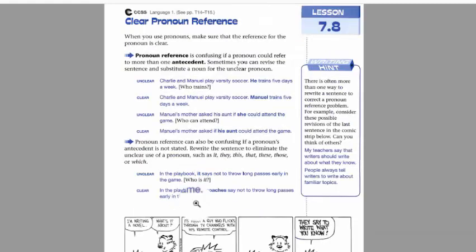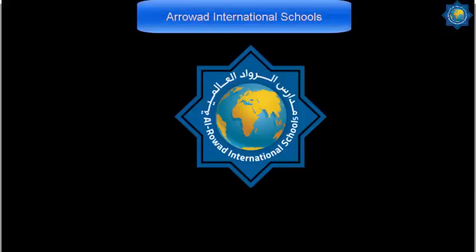Lesson 7.8 is about clear pronoun references. So make sure that the pronoun you're using refers to the right person. He here in this sentence, the sentence doesn't tell us whether he is Charlie or Manuel. So make sure that the pronoun refers to a clear, specific person. Okay, and that's the end of the lesson.